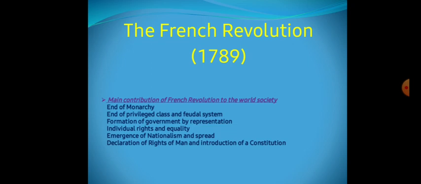Also, the Declaration of the Rights of Man and the introduction of a constitution. A constitution, as you know, is a set of rules by which a country has to be ruled. The Declaration of the Rights of Man was a set of conditions which they agreed upon during the French Revolution, and that charter actually started the rights of man. As we can see in our constitution also, we have constitutional rights. It all started from the French Revolution.